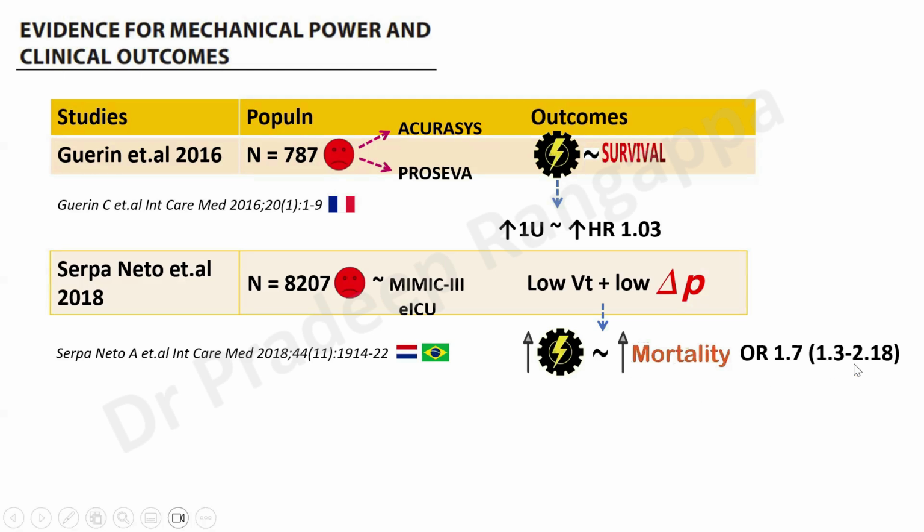Odds ratio was 1.7, and if you see the confidence interval, it was significant. So these studies are re-emphasizing that we need to pay attention to this concept called mechanical power. Gone are the days where we can say, okay, P plat is less than 28 and your driving pressure is less than 15 and I've optimized PEEP, so the patient will do well. We have to look at this component of mechanical power, was what came out of these studies.